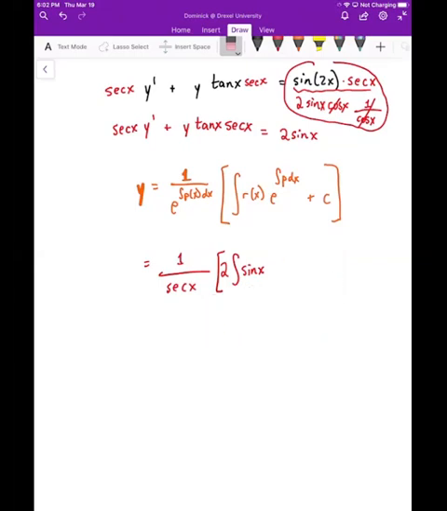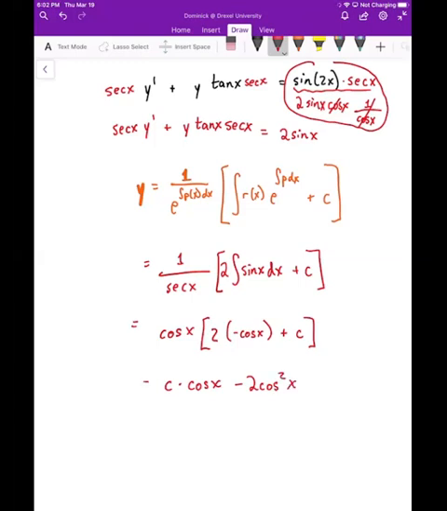Okay, sorry about that. So then this is dx plus c. So again, I can still think of this as a cosine now, times a 2, and then this will be what? A negative cosine of x, and then plus c. So it looks like when all is said and done, we get a c times a cosine of x minus a 2 cosine squared x. And that's my general solution.